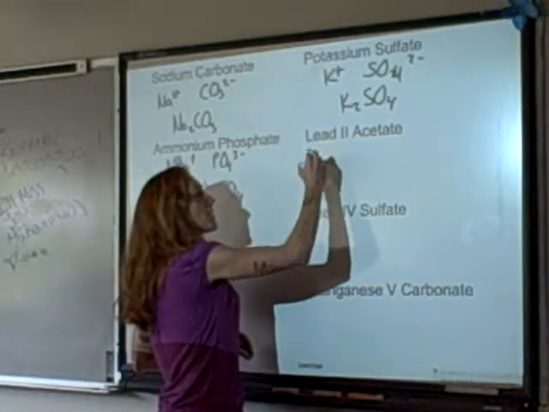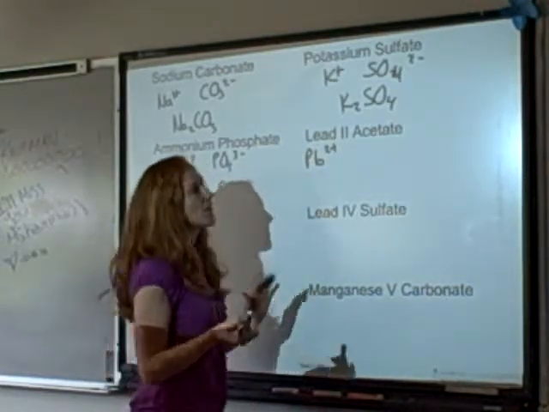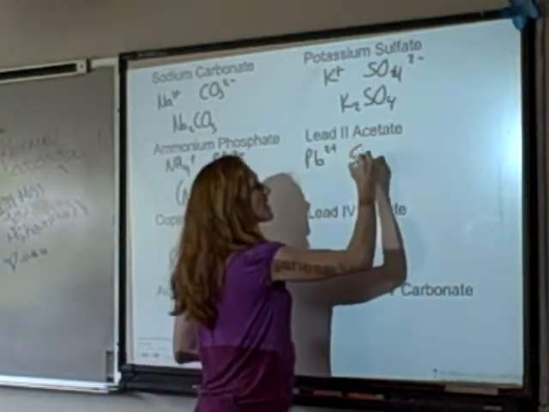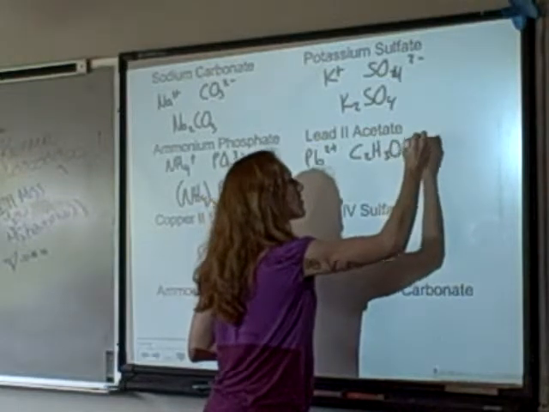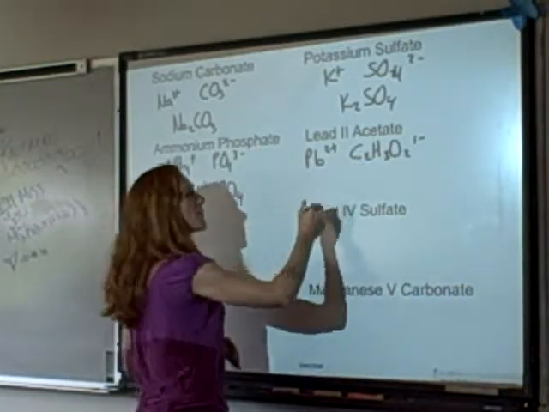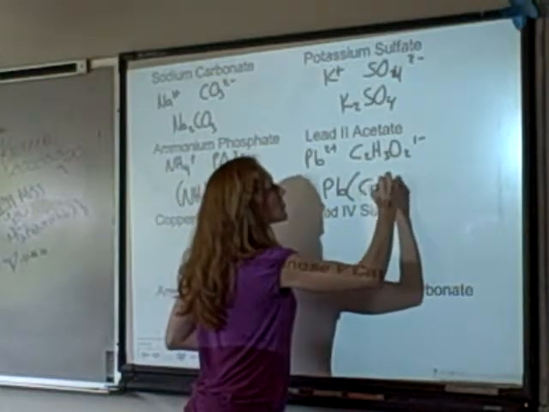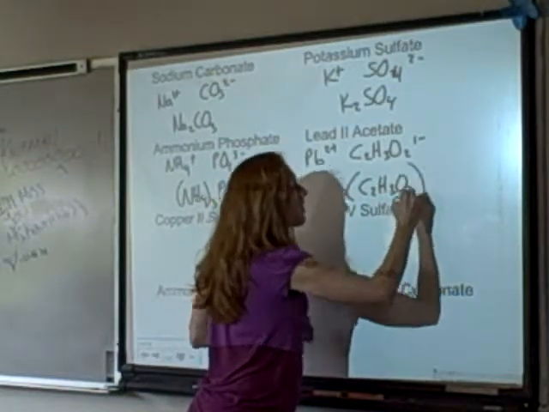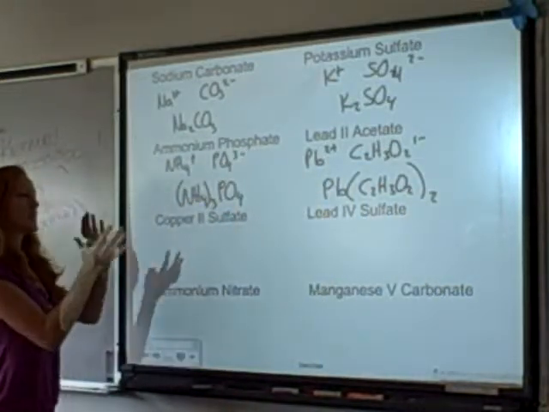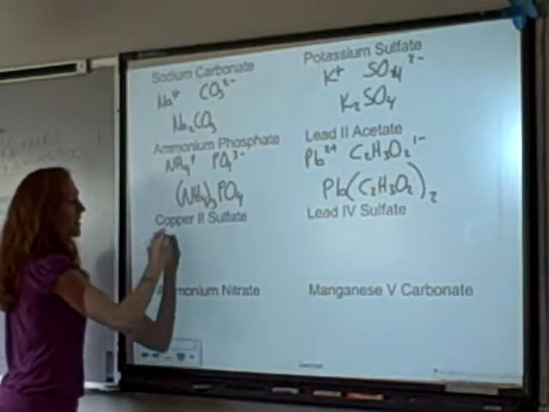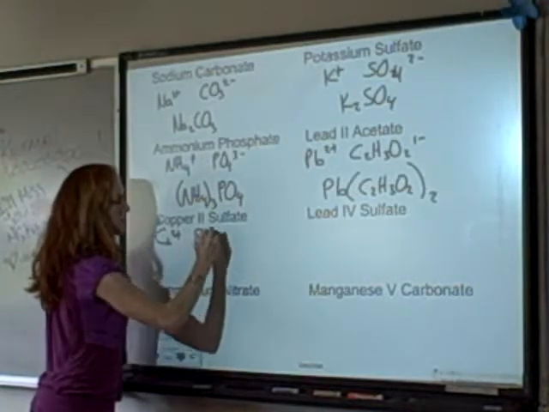Lead 2, that 2 tells me that this lead is a 2+ charge. It's a transition metal, so we have to tell people what the charge is. Acetate, I can say C2H3O2 with a 1- charge. Okay, I'm going to need 2 acetates for that 1 lead. So Pb, C2H3O2, all in parentheses, I want 2 of these acetates, so I put the acetate in parentheses and put a 2 after.